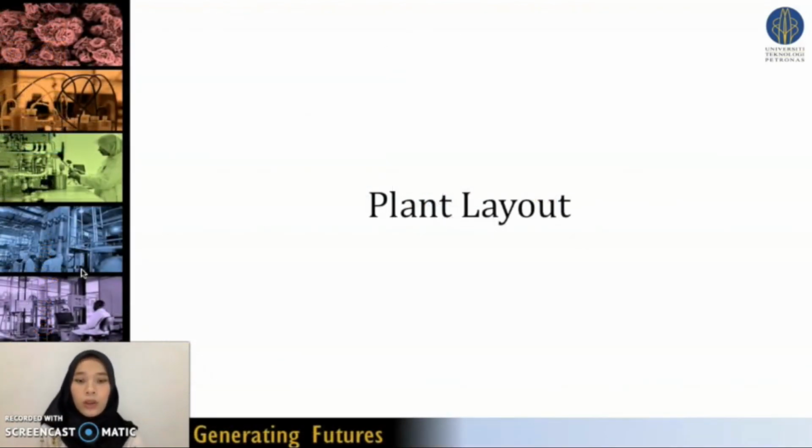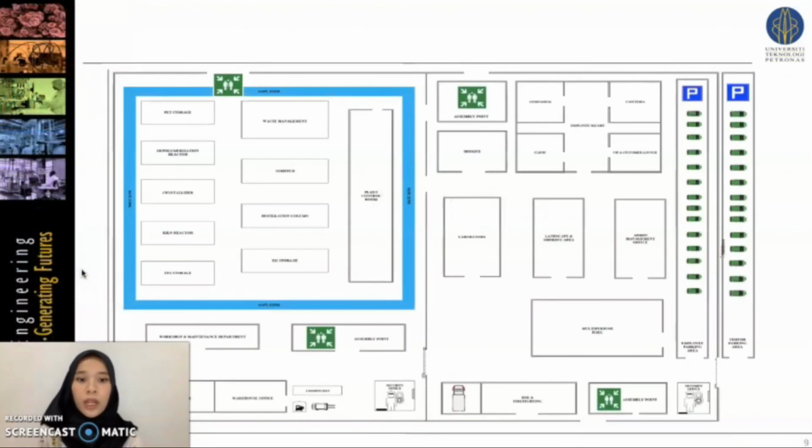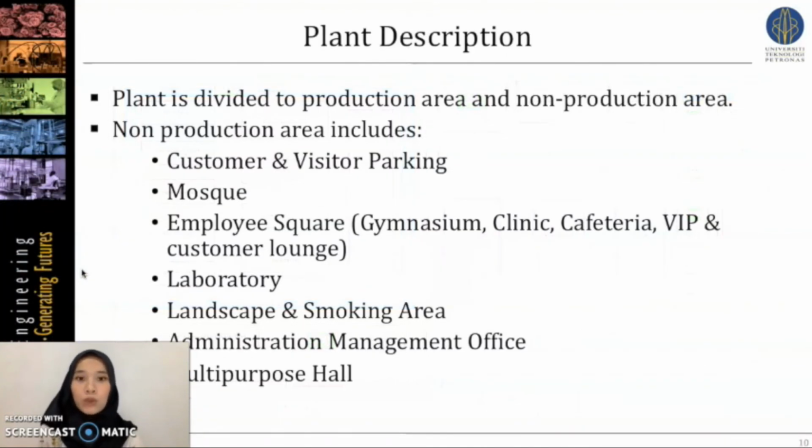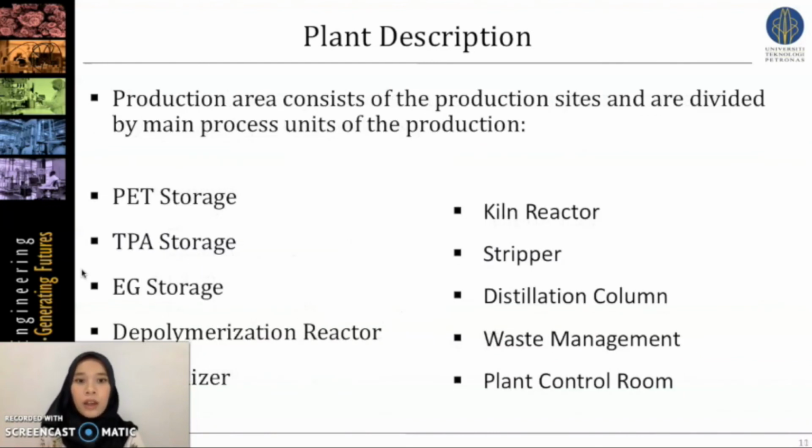Now we are going to move to the plant layout. Here is the plant layout of our plant. It is divided into 2 sections, which are the production area and the non-production area. Listed on the slide are the areas included in the non-production area. And here are the units in the production area. Mostly it includes the main process units in our plant, and also the plant control room.